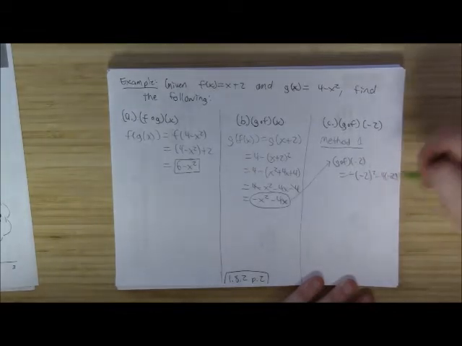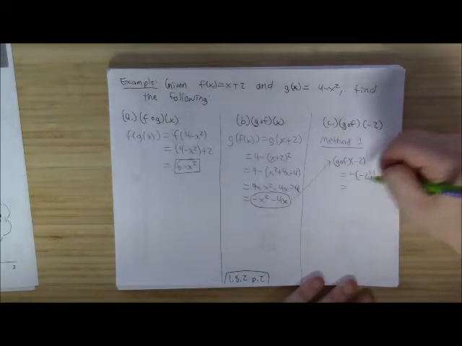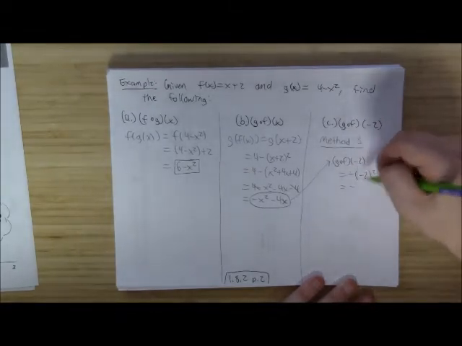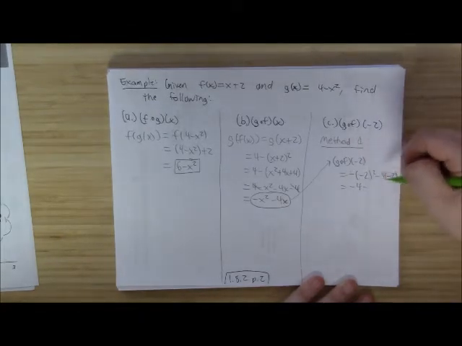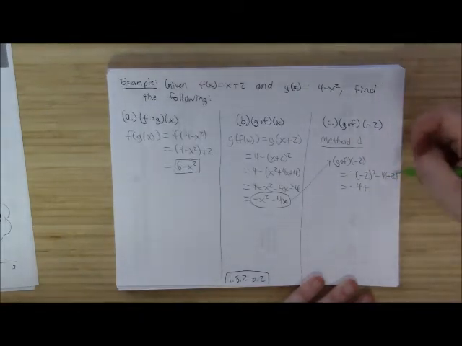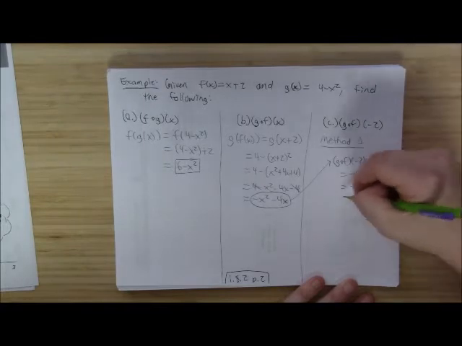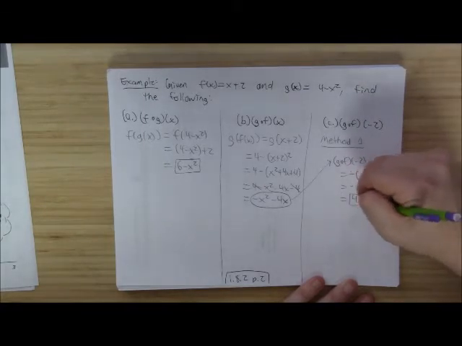Again, order of operations is king. Negative 2 squared is 4, so we have negative 4 plus 8. Negative 4 times negative 2 is positive 8. So we just get positive 4.